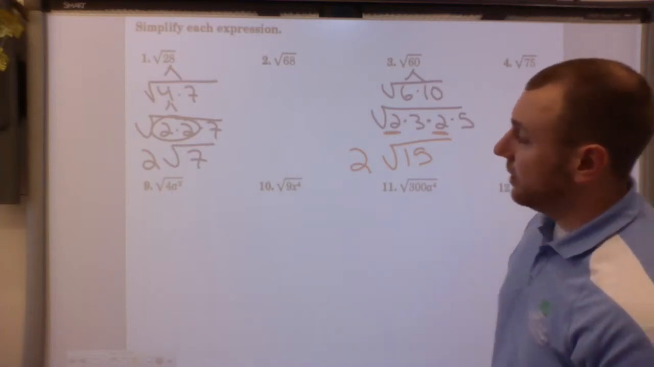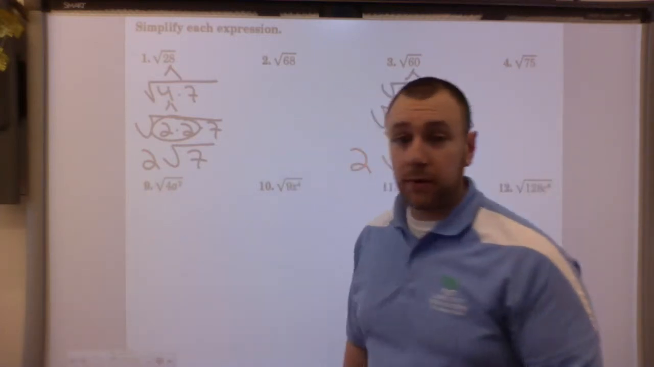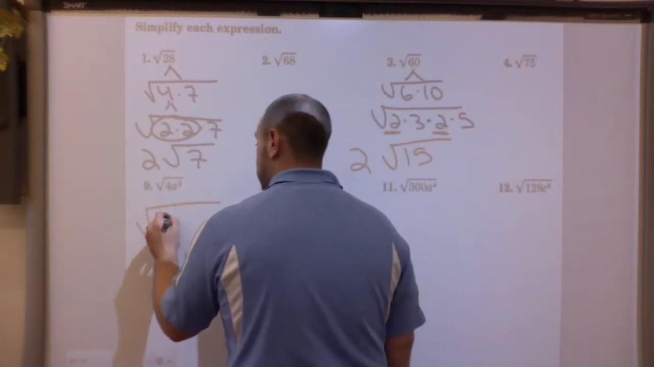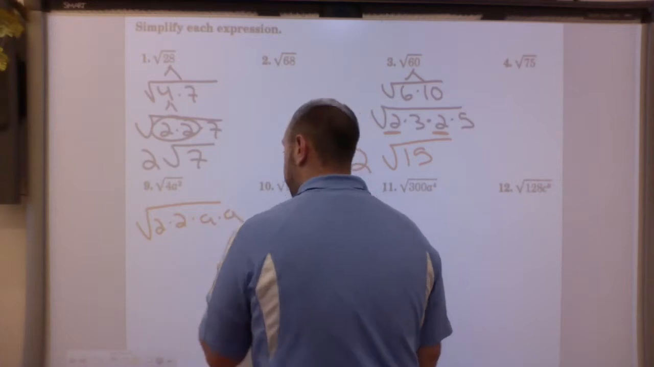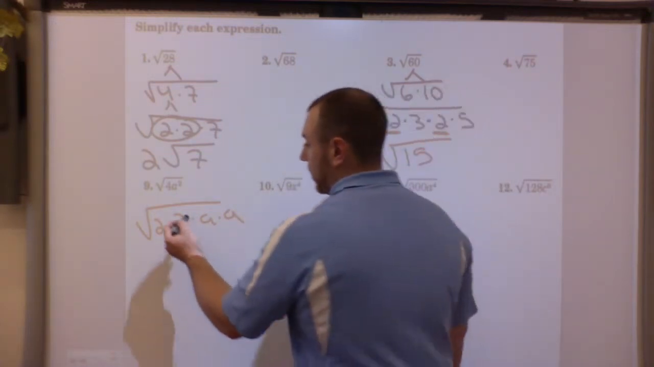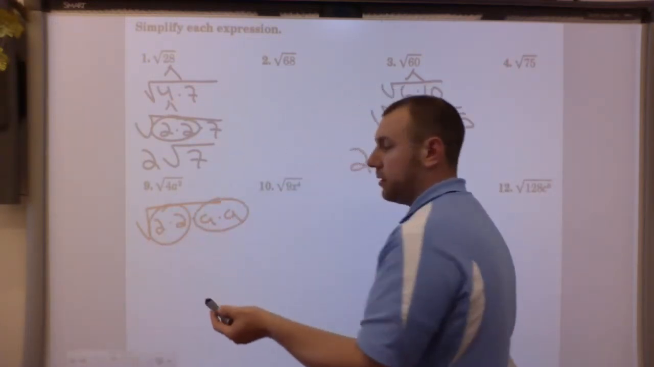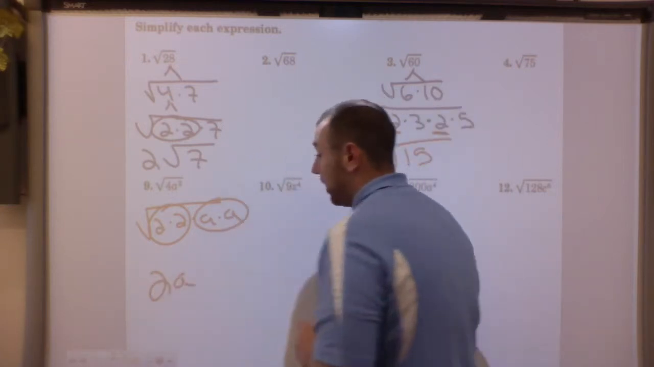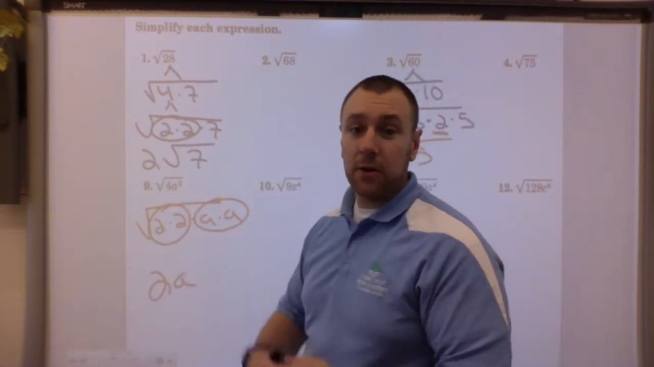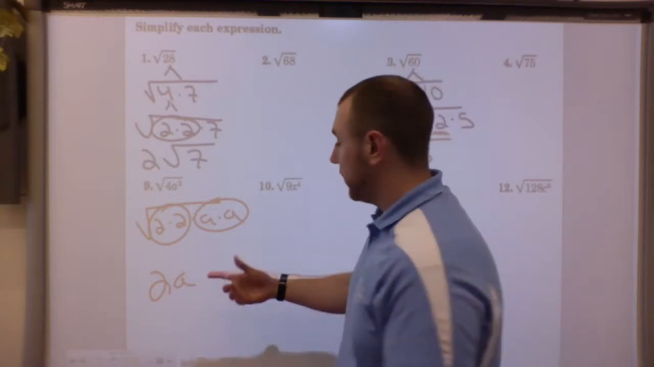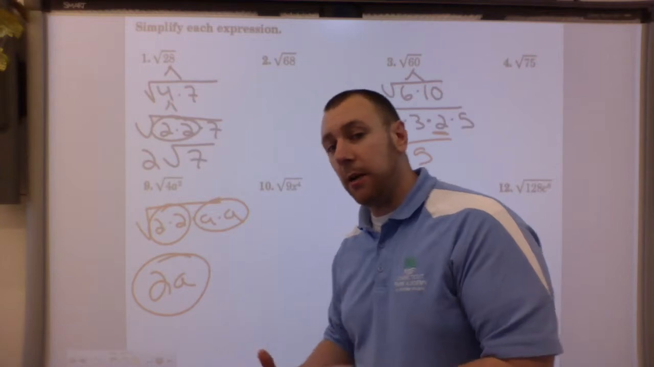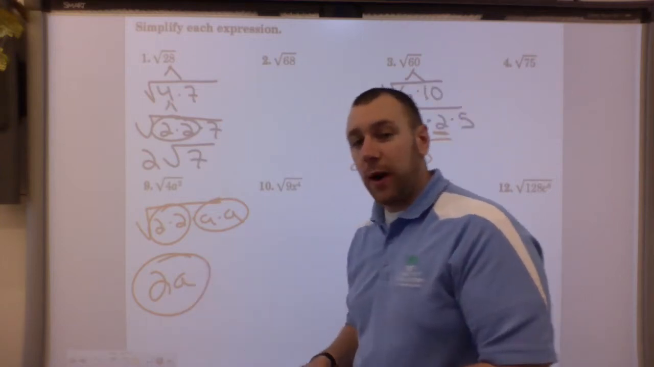For 9, with the variables, again, I can break this down into 2 times 2 times a times a. Well, I have a pair of 2's and I have a pair of a's. So both of them come out. So it's 2a. And because both of them came out, there's nothing left in the radical. This is my final answer, just 2a. You can end up with an answer that doesn't have a radical.